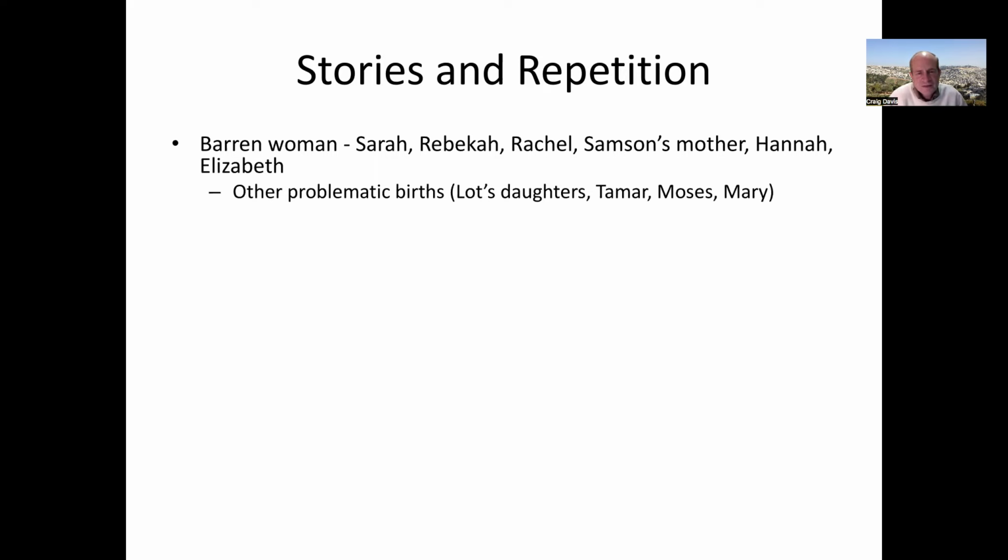Some common things that get repeated in the Bible is the story of the barren woman, like Sarah, Abraham's wife, and then Rebecca, and then Rachel, and Samson's mother, and Hannah, and then in the New Testament, there's Elizabeth. Of course, all these barren women end up having children. You could broaden the category to include other problematic births like Lot's daughter, Tamar, Moses, who had to be hid as a little baby, and Mary, the mother of Jesus.